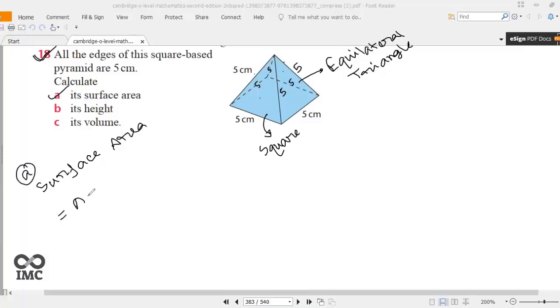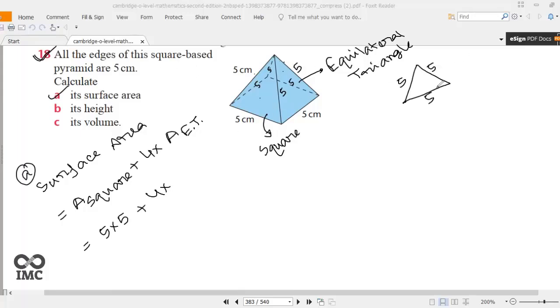So what is the area of the square? I'm writing this so that you can understand properly. Surface area is the area of the square plus 4 multiplied by the area of an equilateral triangle, because 4 equilateral triangles are there. The area of the square will be 5 multiplied by 5, length into breadth, 5 squared, plus 4 multiplied by the area of an equilateral triangle.